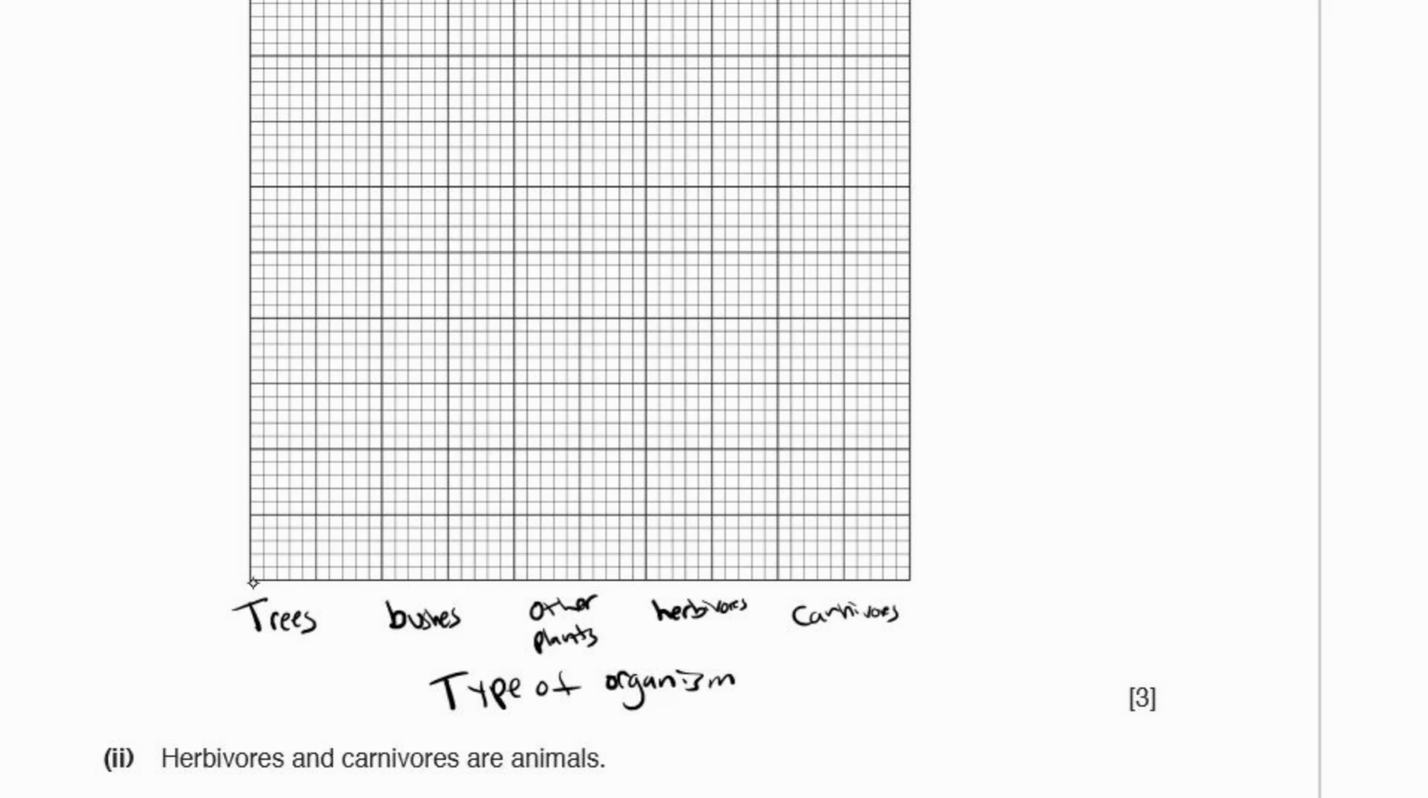So I'm going to say trees take up this space, then bushes will take up this space, other plants will take up this space, herbivores, and carnivores. Okay, that's what I'm going to use for this. All right. They generally give you some sort of logical number of spacings.